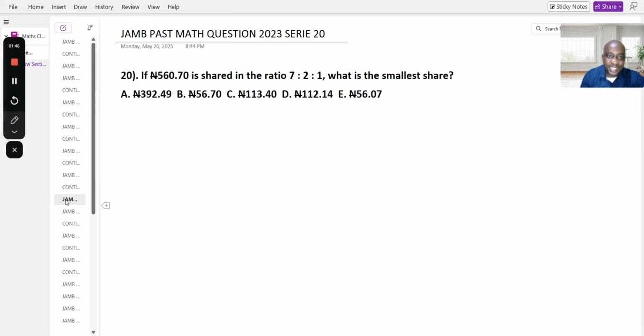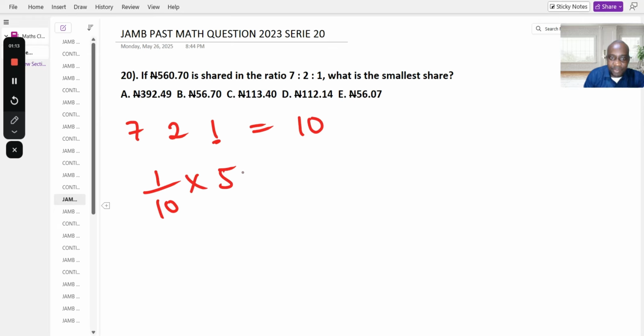If 560 naira 70 kobo is shared in the ratio of 7 to 2 to 1, what is the smallest share in the ratio? The smaller one is 1. You add everything together: 7 plus 2, 9. 9 plus 1, 10. Therefore, the fraction for the person that received the smallest one is 1 over 10, multiplied by 560.7.